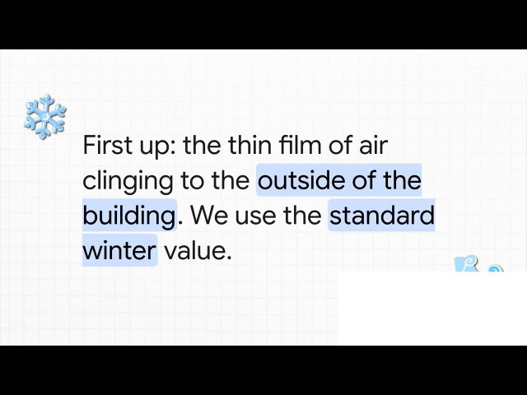This is the thin film of air that's just sitting on the outside surface of the wall. For our calculation, we're going to use the standard value for winter conditions. Now, you don't have to pull these numbers out of thin air. They come from standard charts that everyone in the building industry uses. For this outside air film in the winter, the standard R value is 0.17. I know, it's a tiny number, but we have to include it.